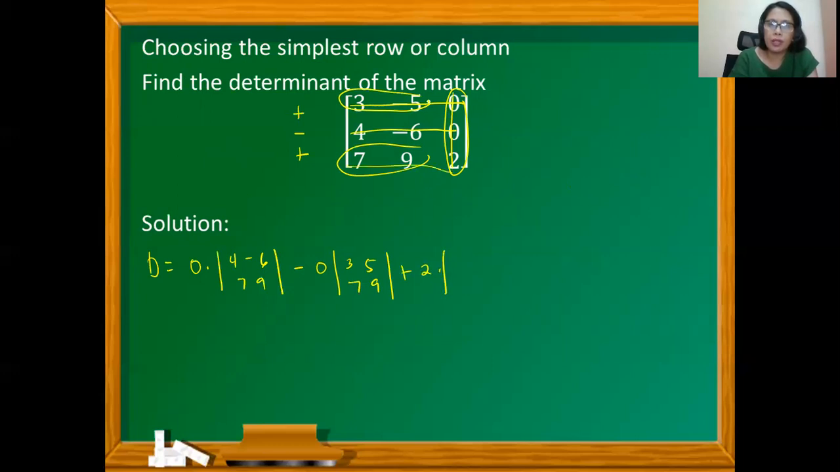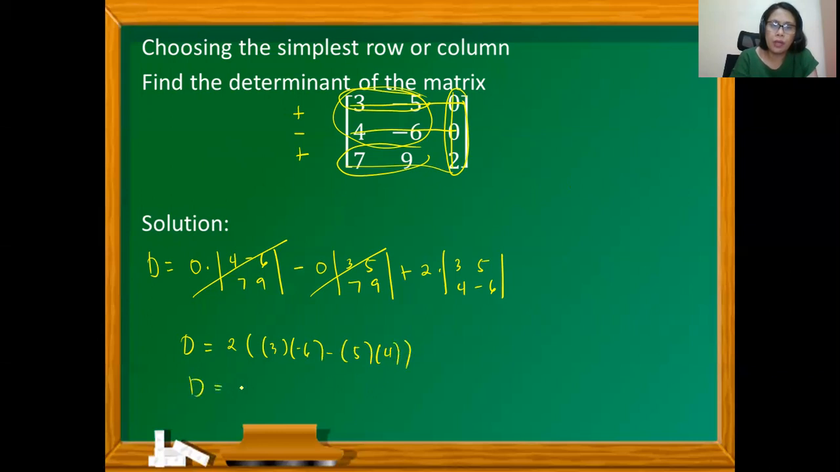So this will be canceled. So we're going to consider 3, 5, 4, and negative 6. Well, this is 0 and this is 0. So your D equals 2 times 3 times negative 6 minus 5 times 4. So D equals 2 times. So this is negative 18 while this is 20.